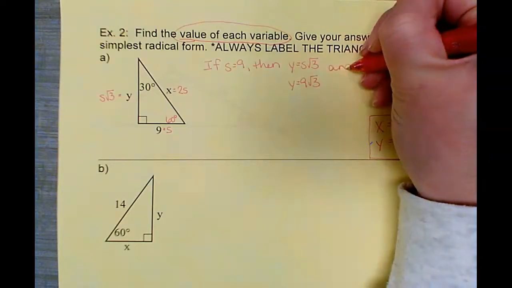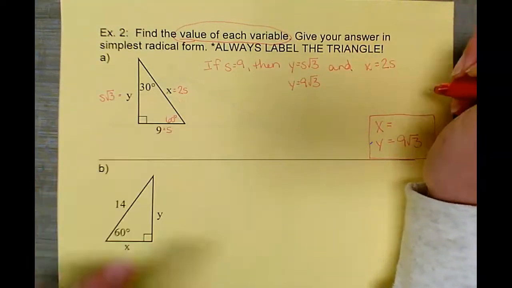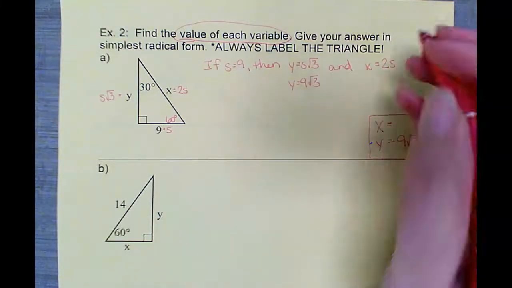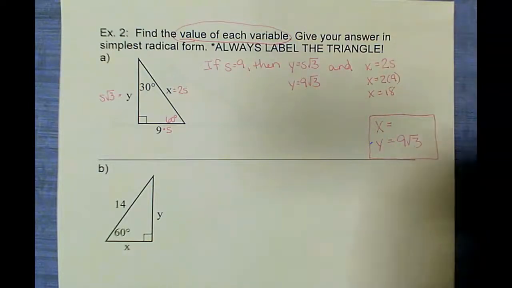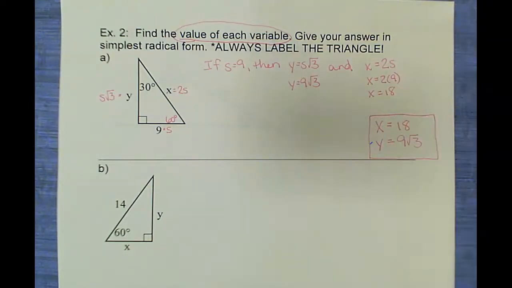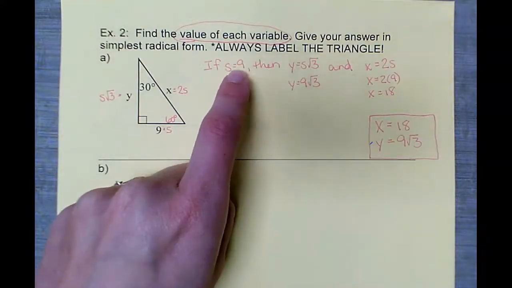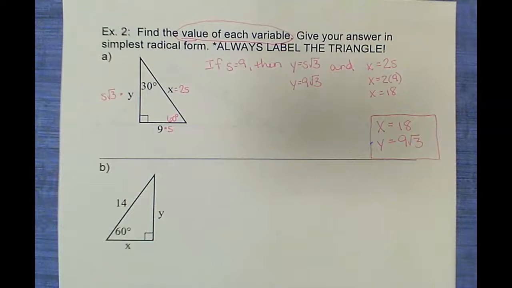We also can use this equation, x equals 2 times s. Well, if s has a value of 9, we can substitute 9 for s. And 2 times 9 is 18. That is as simplified as it gets, so x equals 18. So start out with a piece of information that has one variable and use it in the other two equations. Let's look at B.